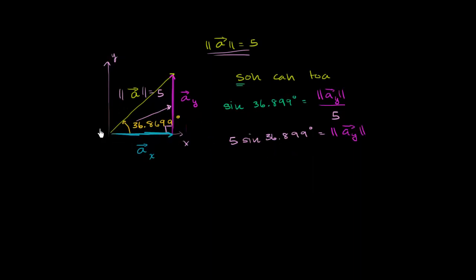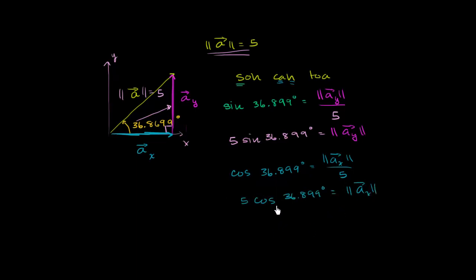Now, before I take out the calculator and figure out what this is, let me do the same thing for the horizontal component. Over here, we know this side is adjacent to the angle, and we know the hypotenuse. And so cosine deals with adjacent and hypotenuse. So we know that the cosine of 36.899 degrees is equal to, cosine is adjacent over hypotenuse, the magnitude of our x component over the magnitude of the hypotenuse, which has a length of 5. Once again, we multiply both sides by 5, and we get 5 times the cosine of 36.899 degrees is equal to the magnitude of our x component.